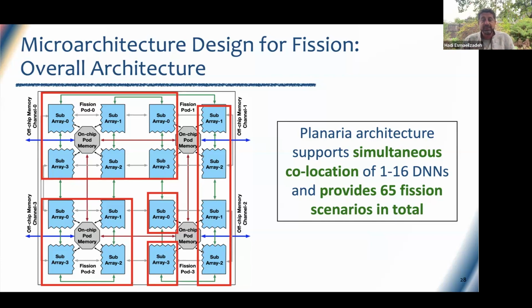But the most important part of it is the way that you redesign the memory substrate with the systolic subarrays that we have broken down, and it gives you the possibility of co-locating 1 to 16 DNNs at the same time, and it gives you 65 ways that you can break the chip at runtime. It's a very fast way of reorganizing for the application. There have been follow-on works on this. I think Berkeley had a paper on how to handle the bandwidth when you're dealing with this multi-tenancy.